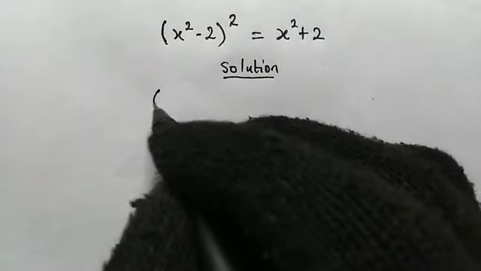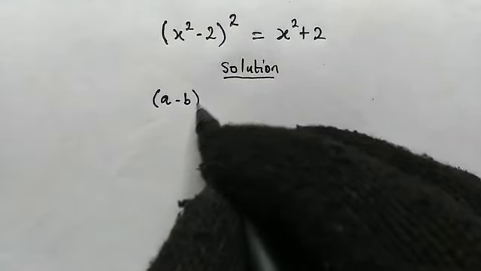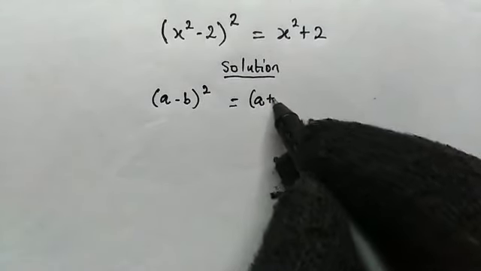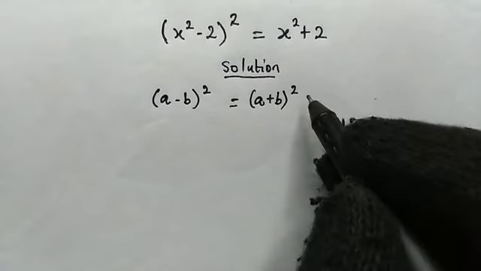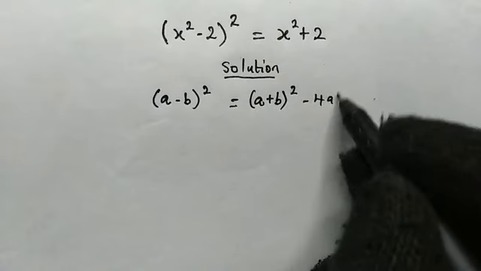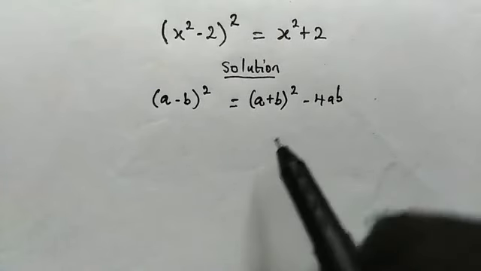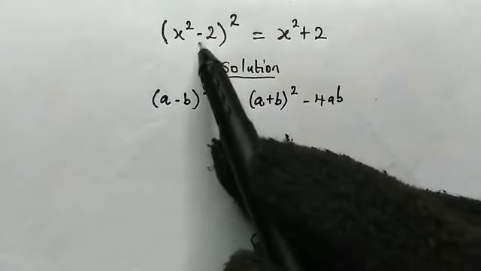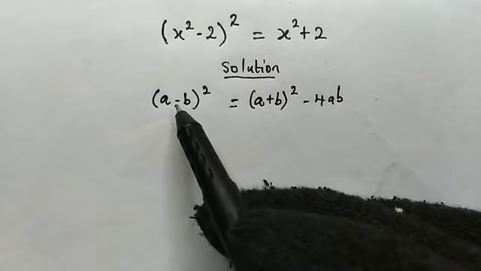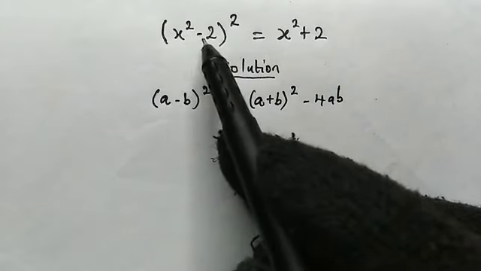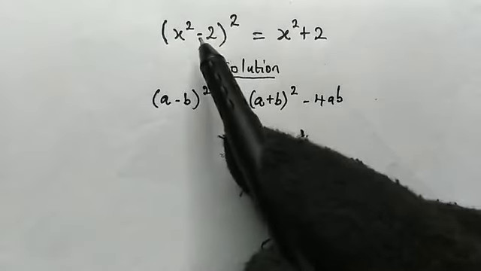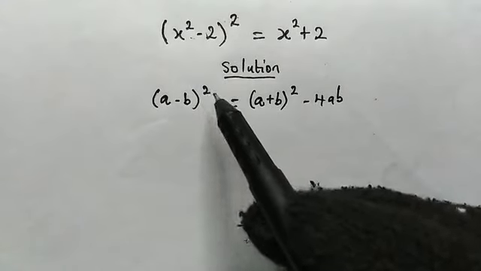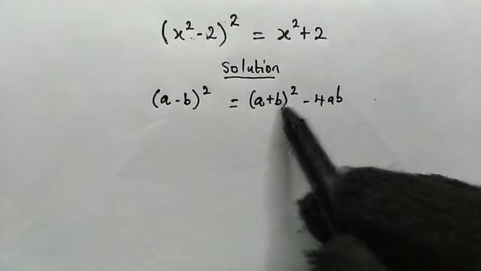We have (a minus b) squared, and this is equal to (a plus b) squared minus 4 times a times b. So this property here, we're going to apply it at the left hand side of this equation. We have a minus sign here and a minus sign here, so it is applicable. Remember that this whole thing is squared and this whole thing here is squared. So for the left hand side, let us make use of this property.